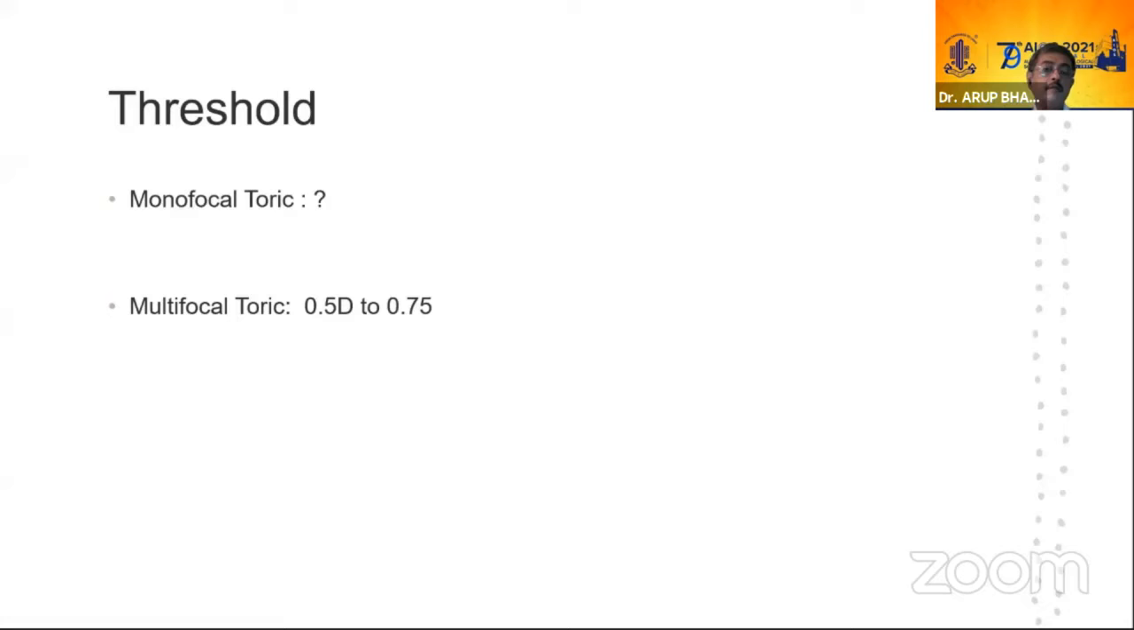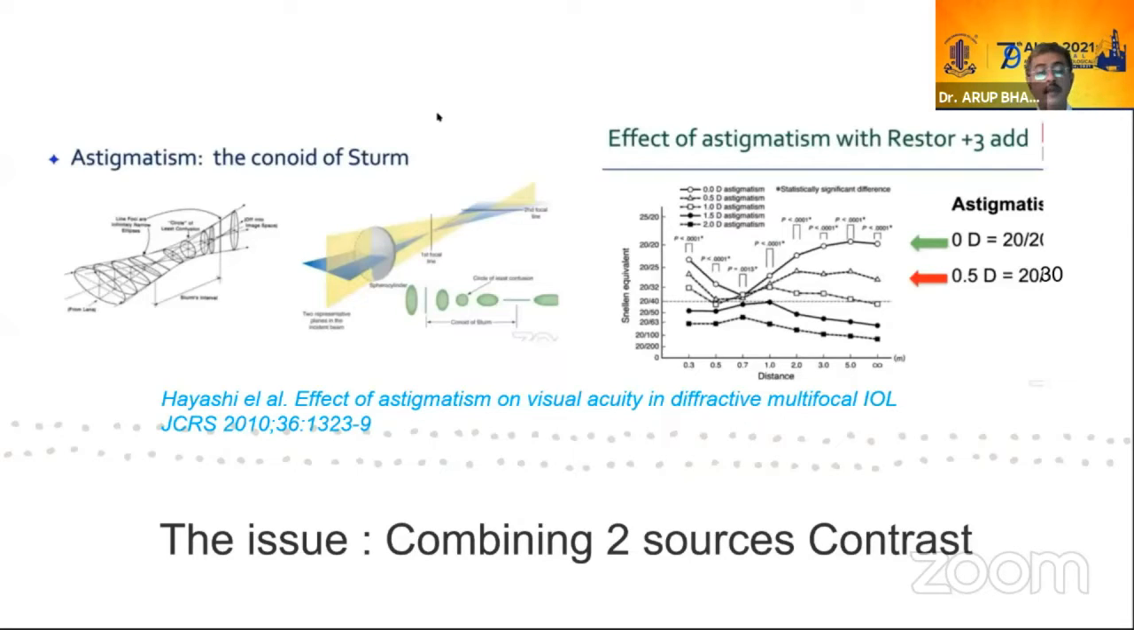So what would be the threshold for a monofocal toric? If you see some residual astigmatism, what is the threshold? This threshold varies from patient to patient and surgeon to surgeon. But for a multifocal toric, the threshold is very low. It is only 0.5, because in the multifocal IOL, astigmatism creates a loss of contrast, as there is one factor for diffusion and another factor for diffusion.